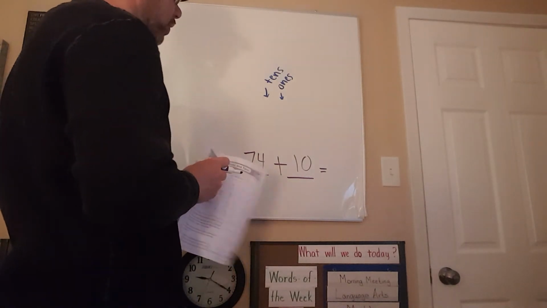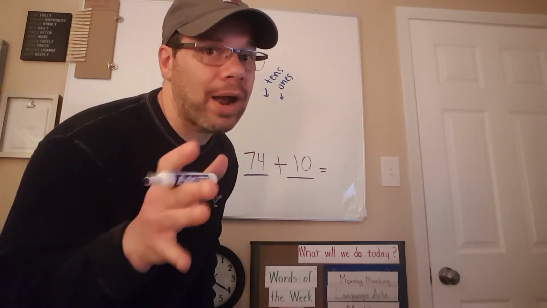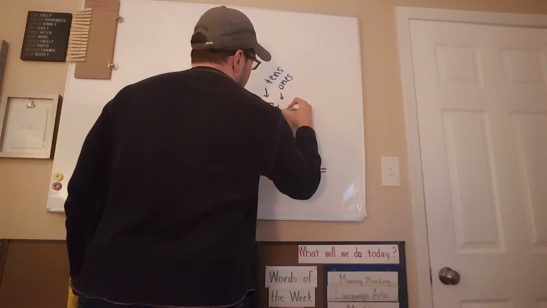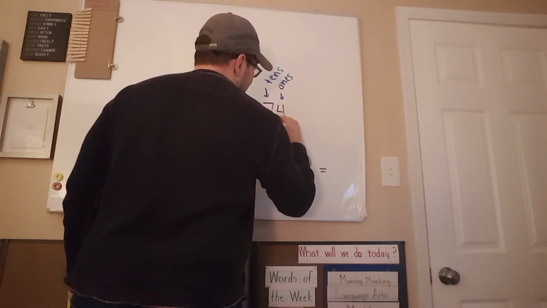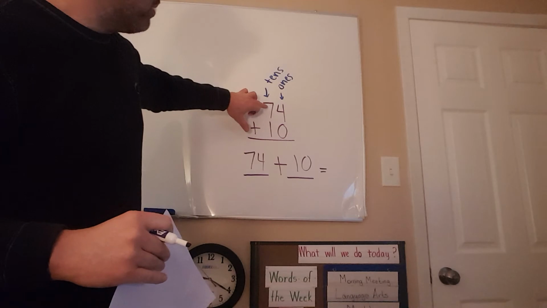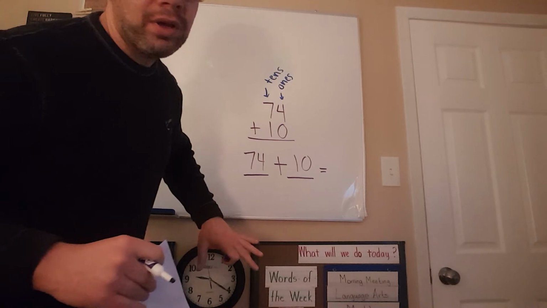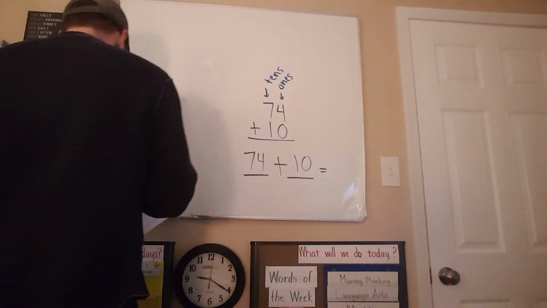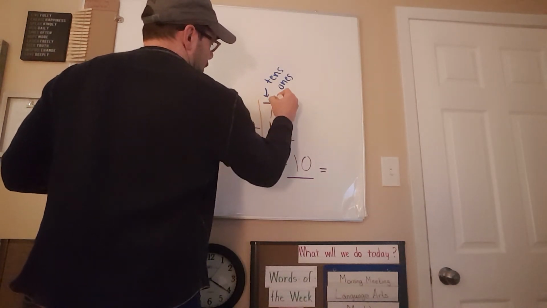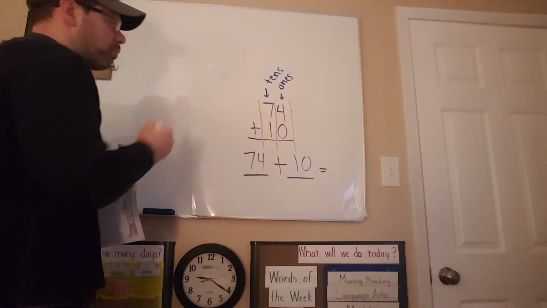But here's the really important thing. When you stack, you have to line everything up properly. Let me show you. Ready? 74 plus 10. You see how they both have a 10 and they both have a 1. This one has a 10 and then it has 0 ones. See how important it is to line these up? Here's my 1s, here's my 10s. It's really important to line those up.